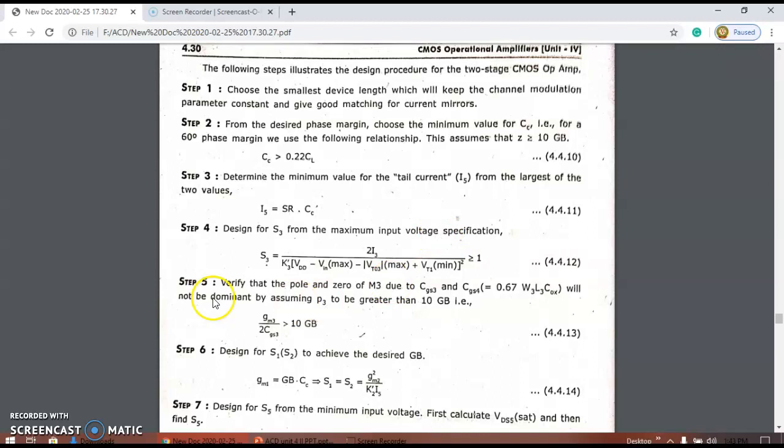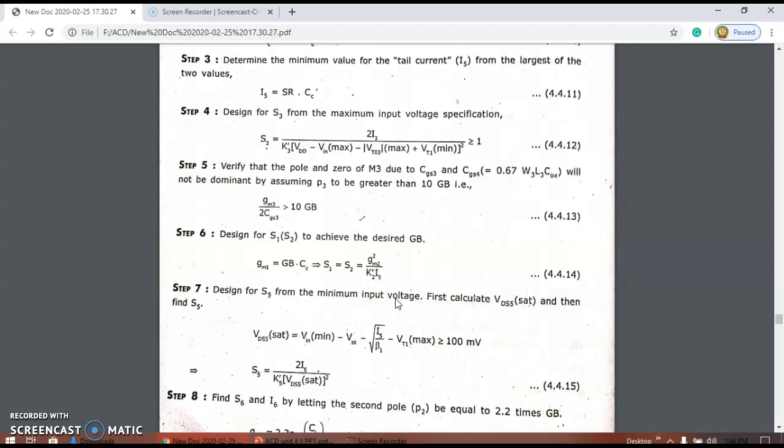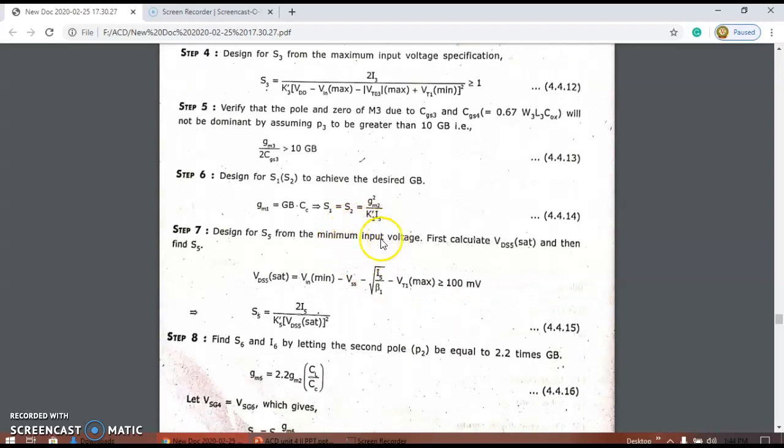And the fifth step is we have to verify the poles and zeros. Next, we have to achieve the desired gain bandwidth, that we have seen is the main parameter. So we have to achieve the desired bandwidth. Next, we have to keep the minimum input voltage, so that is calculated by VDS saturate.